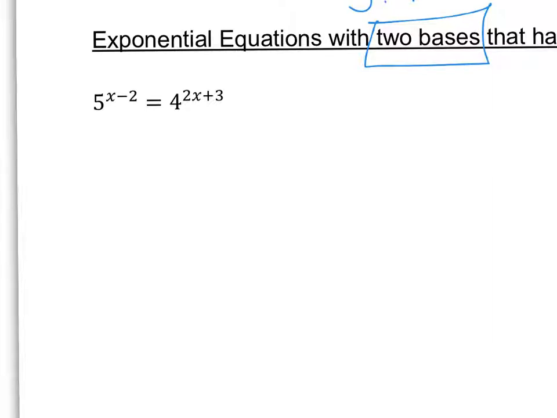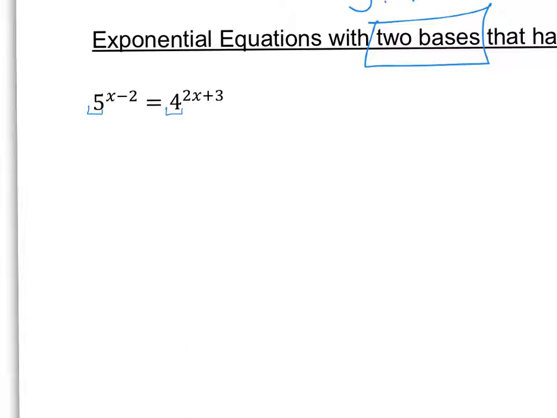Now, when I'm starting this, I just have to make a choice. It doesn't matter which choice I make. I'm looking at this right now. My first base is a 5. My second base is a 4. I have to choose what I want to take the log of both sides. It doesn't matter. The only thing that matters is that whatever base you take for each side, you must do it to the same thing.